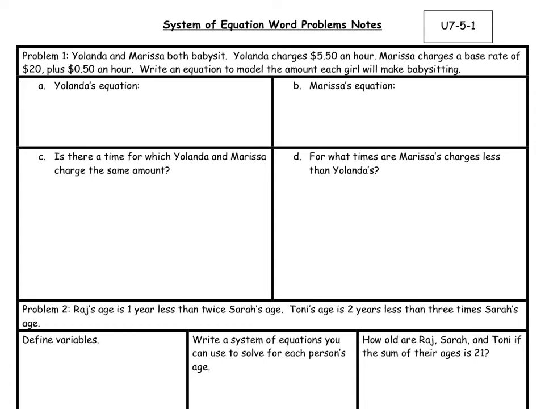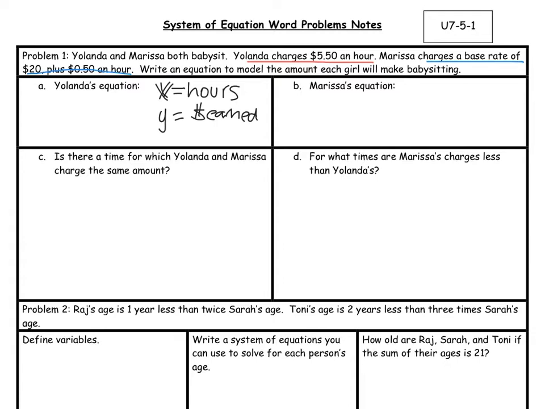They both babysit. Yolanda charges $5.50 an hour. Marissa charges a base rate of $20 plus 50 cents an hour. We're going to write an equation to model the amount each girl will make while babysitting. But before we do that, we want to define our variables. We are going to let x equal the number of hours and y equals the money earned.